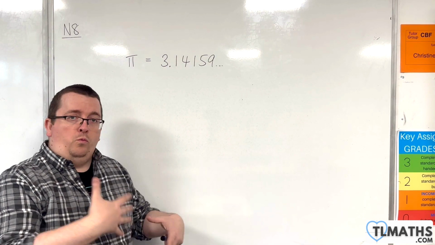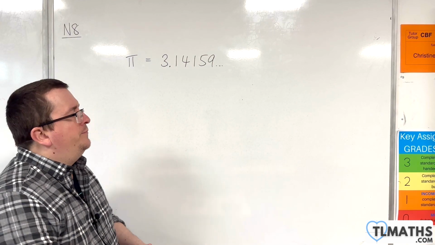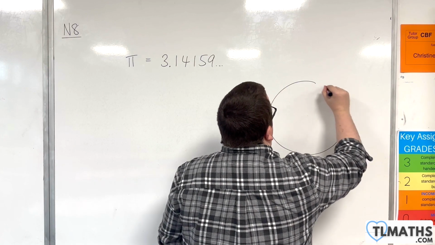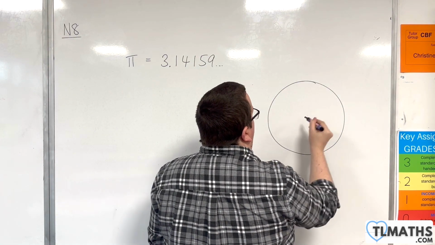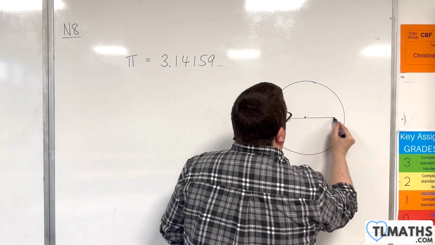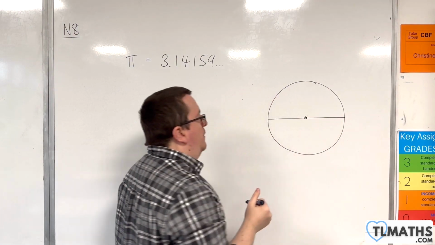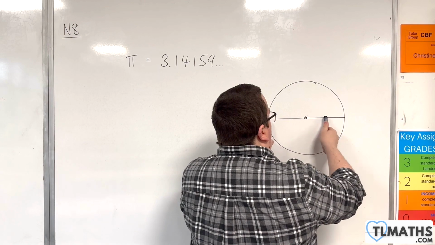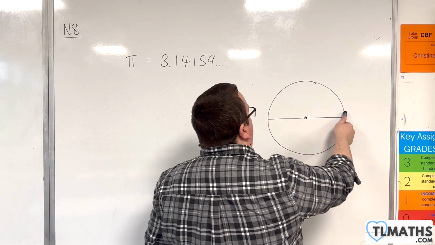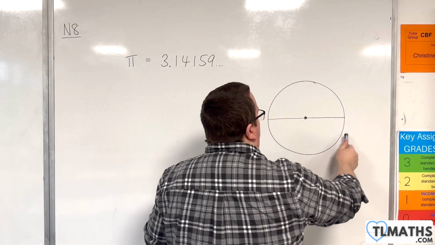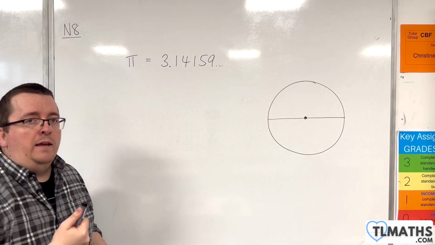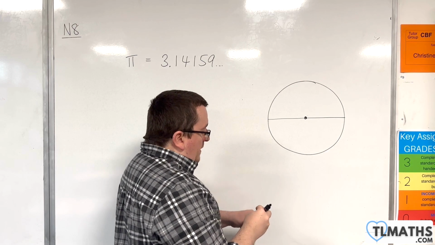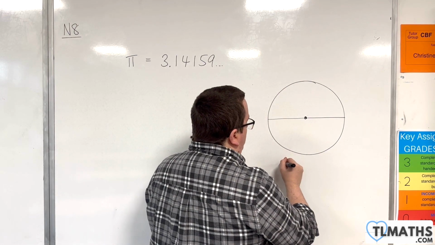It's very much likely that you will know about pi, but do you know what it actually represents? So pi is how many times the diameter of a circle wraps around the circumference. So this length is the diameter of my circle, and it will wrap around the circumference of the circle pi times. And that's how we get our formula for the circumference of a circle.